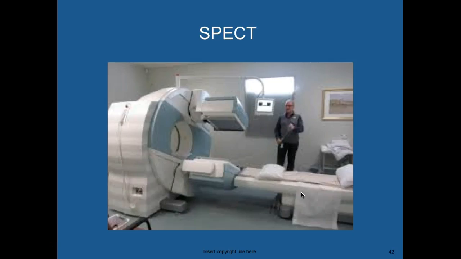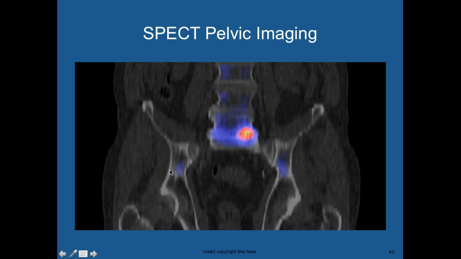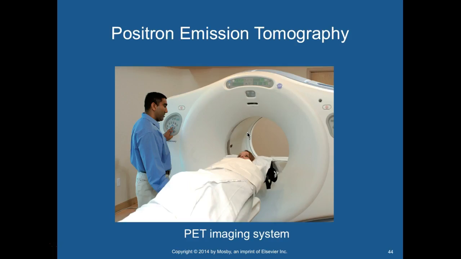So here's a SPECT camera. This is a dual head, and it spins around the patient. So the table rises up and they slide in here, and here's the CT portion. So you can see the CT scan of the pelvis, and you can also see that the nuclear medicine scan, the SPECT, has been laid on top of it, so we can see exactly where the problems are, the hot spots.